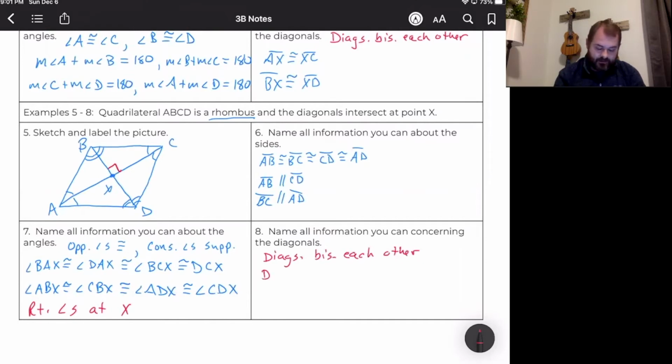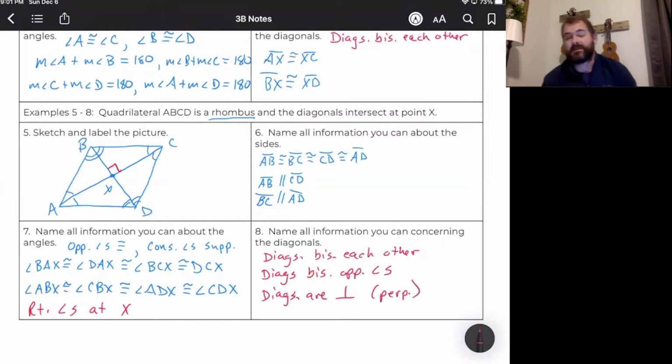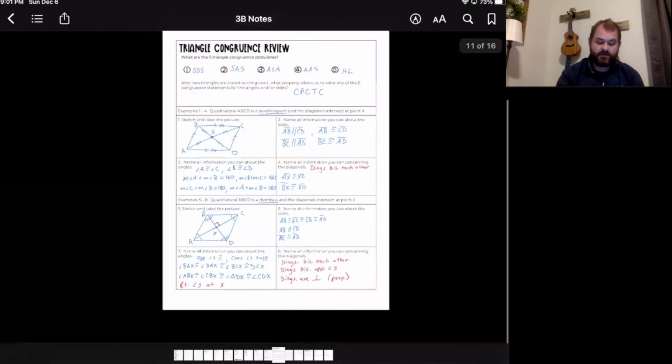And we know that the diagonals bisect opposite angles, like I just pointed out over here. But we also know that the diagonals are perpendicular. Remember, that symbol means perpendicular. Okay, so there's all that information that could help us out in some proofs. So let's actually get into an example or two that use proofs.